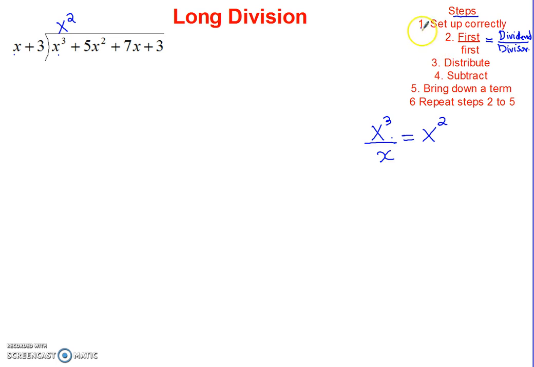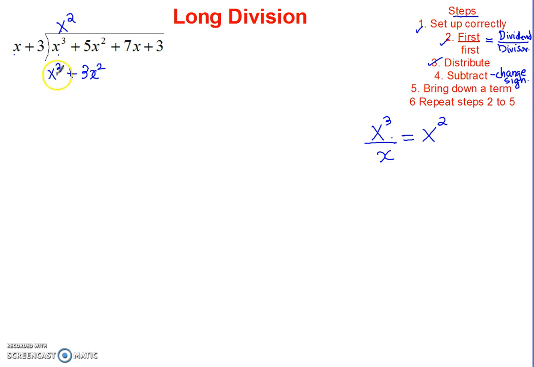Now, after you do that, you distribute. Take this x squared, distribute it to the divisor, multiply it back in here. So x squared and x, you get x cubed. x squared times 3, you get positive 3x squared. So the next step after you distribute is to subtract them, just like how we did with numbers. Now what I mean by subtract here is change the sign. Subtract just means change the sign and then do whatever is necessary.